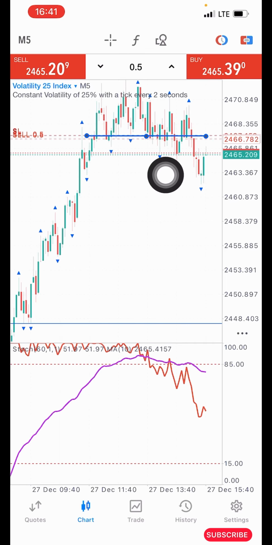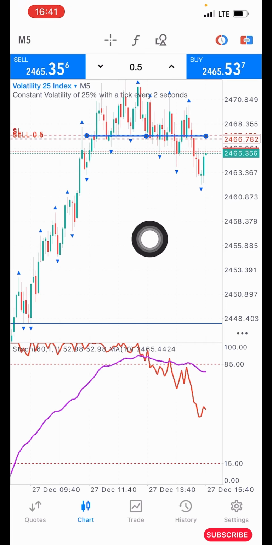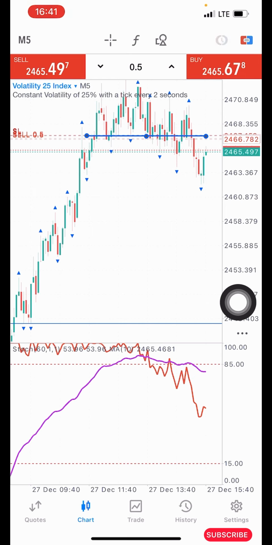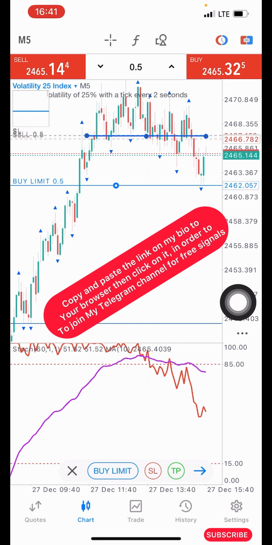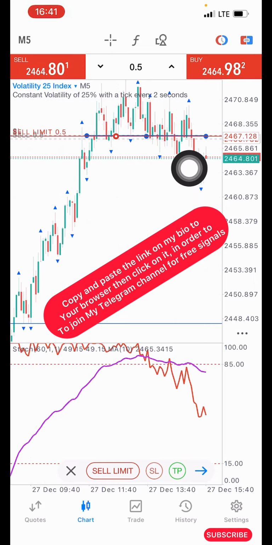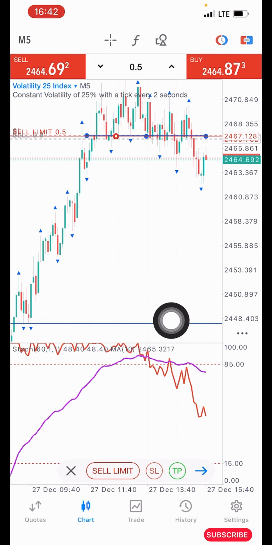All right, and in a case where you miss the entry, maybe you close your chart and then you came back, you saw that price has already crossed, what you should do is that you set a sell limit order above the most recent structure, and then you wait for price to come back into it and then trigger it. All right, so that's how I got this entry.